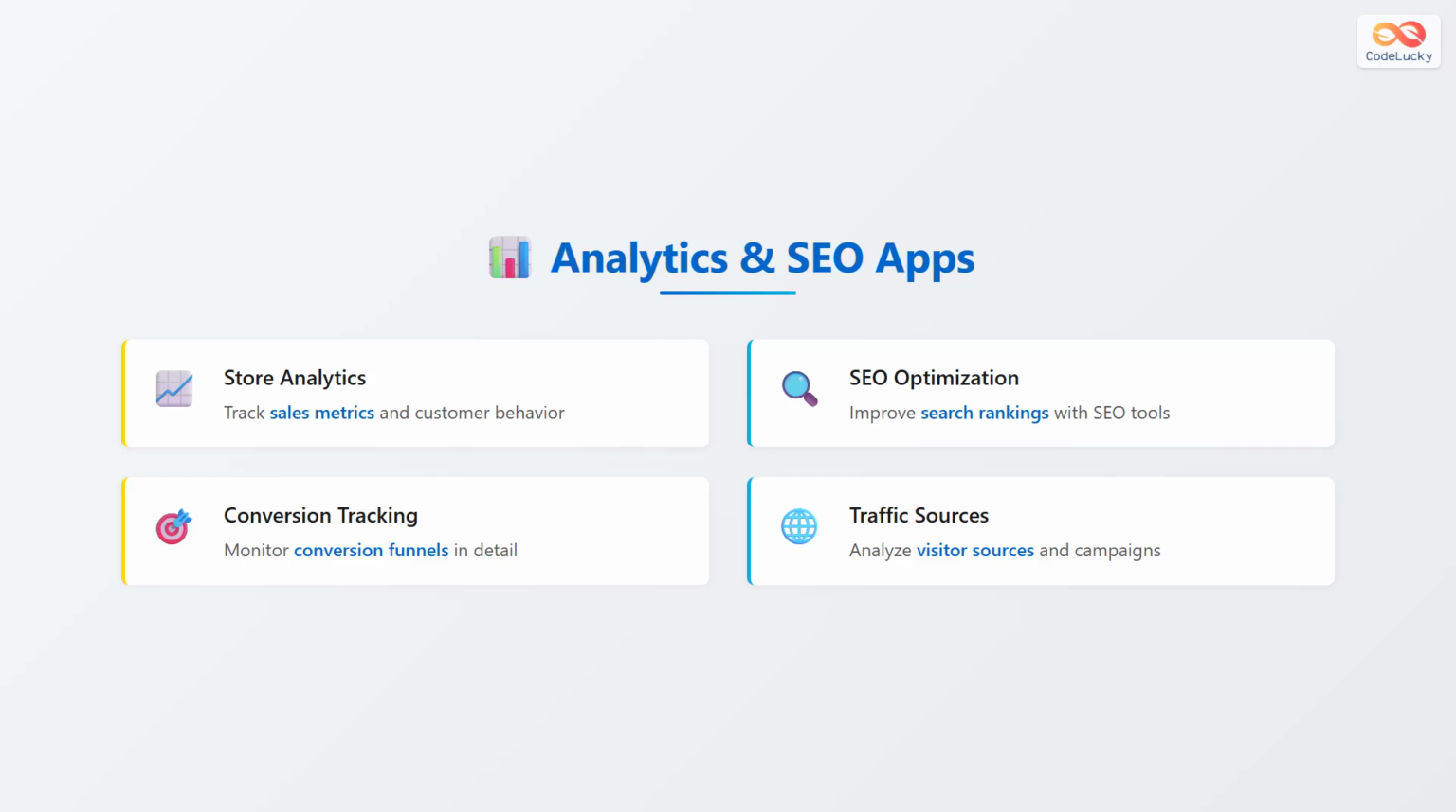Data-driven decisions lead to better business outcomes. Store analytics apps track sales metrics, customer behavior, and conversion funnels, giving you insights into what's working. SEO optimization apps improve your search engine rankings, making your store more discoverable. Conversion tracking apps monitor detailed funnel data to identify drop-off points. Traffic source analysis helps you understand where your visitors come from and which marketing channels deliver the best results.